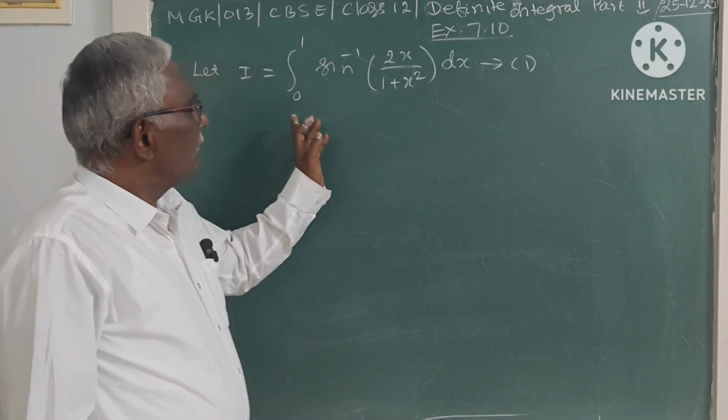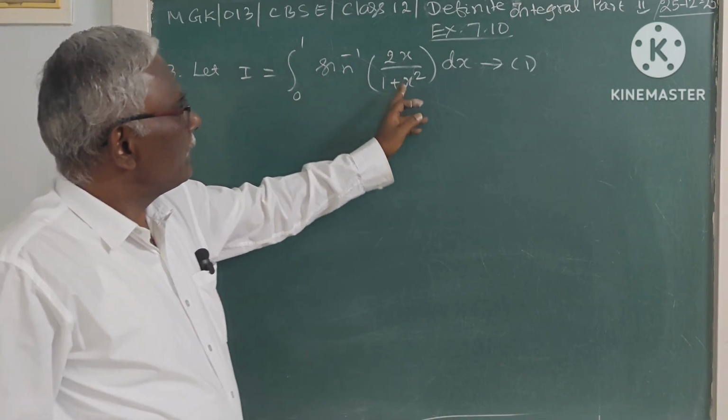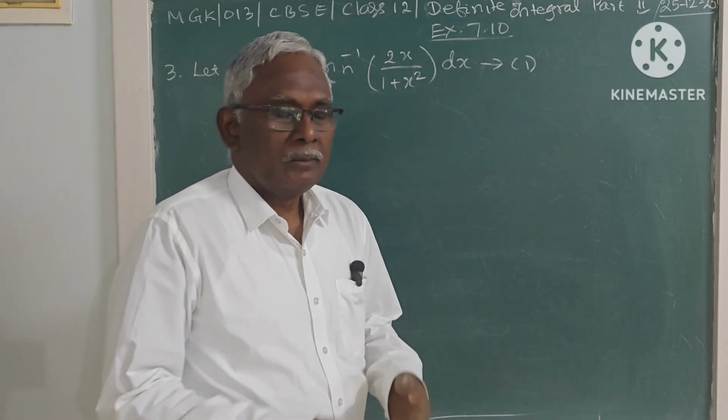So here we have to evaluate integral 0 to 1 sine inverse of 2x by 1 plus x square dx.